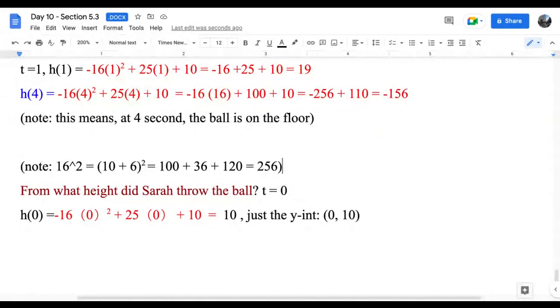So second question, from what height did Sarah throw the ball? Well, from what height? The original height, right? Which means t equals 0, because she hasn't tossed the ball yet. So that means t equals 0, the first two terms disappear, and it just equals 10.